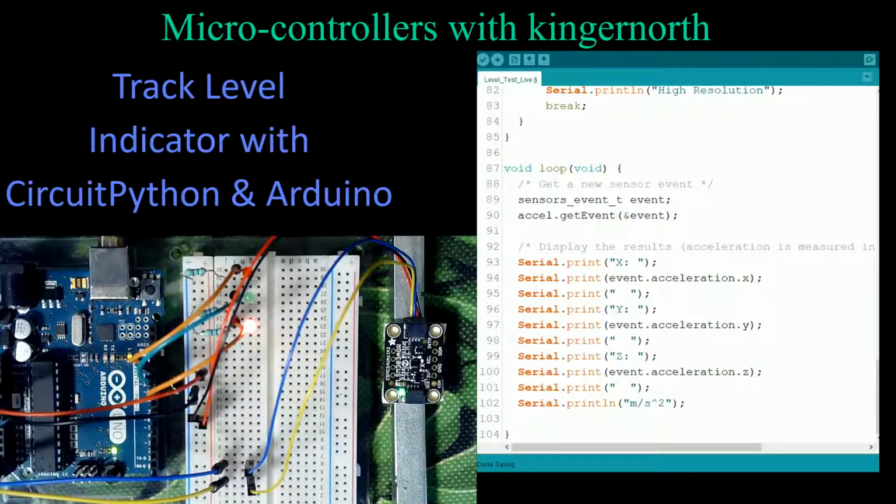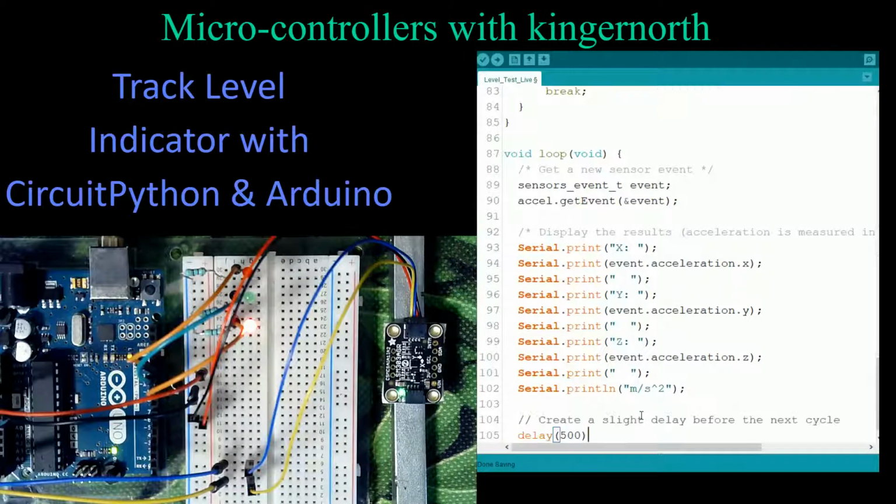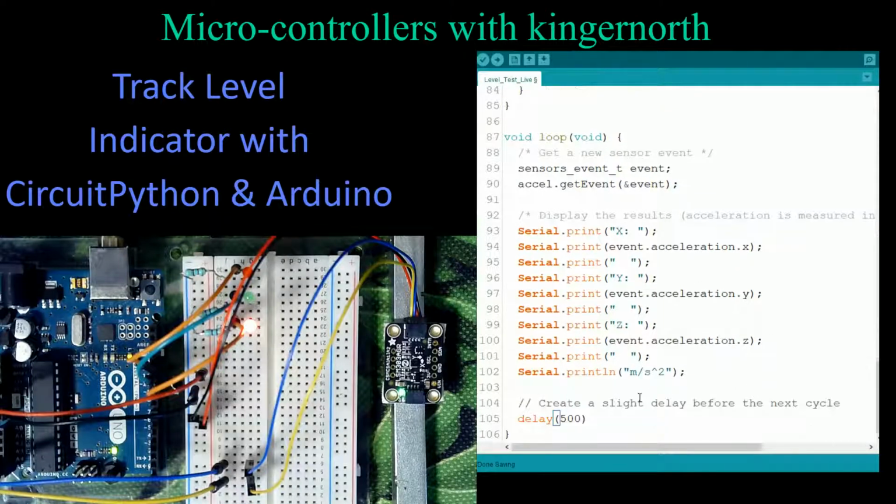And then the last thing we need to do is create a slight delay. Otherwise, we're going to have information scrolling by so fast on the serial monitor we'll never be able to read it. And to do that, we just come down here very simply, and we're going to throw in a delay. This is nothing more. So we're going to create a slight delay, and in this case I created a delay of half a second. So every half a second, we're going to update this information.